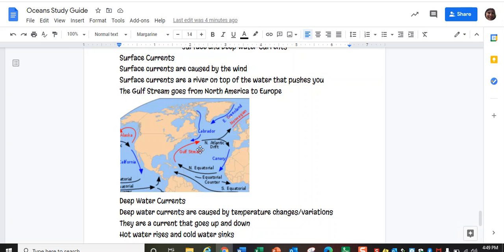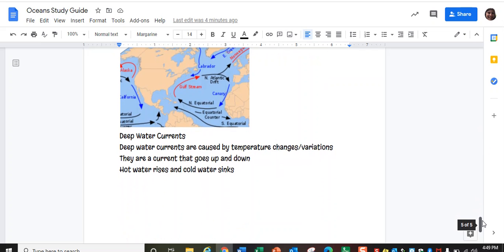Here is a picture or a map of that Gulf Stream. We always remember the Gulf Stream because it is right next to us. Here we are over here on this side in the United States, and it goes all the way to Europe over here on the right.